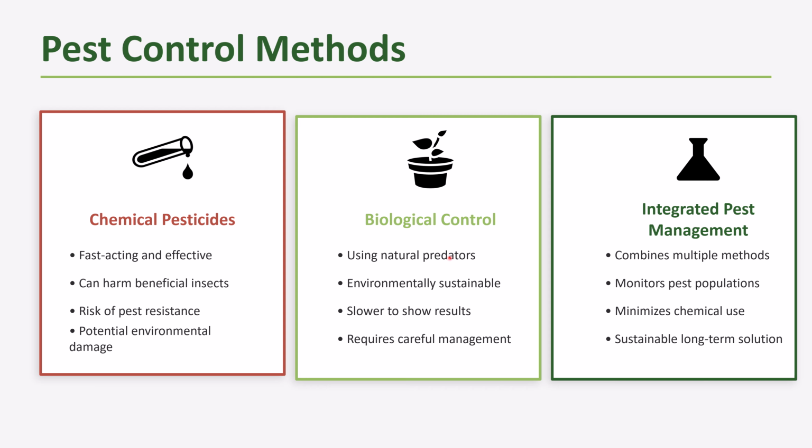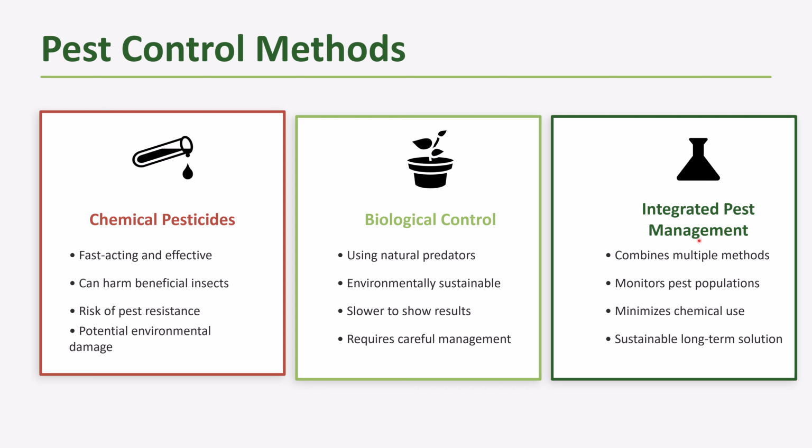Biological control. This is a much more natural approach that involves using natural predators, such as introducing ladybugs to eat aphids. While it is environmentally sustainable and non-toxic, it is slower to show results and requires very careful management to ensure the new predator does not become a pest itself. Here are the key points. Using natural predators, environmentally sustainable, slower to show results, requires careful management.